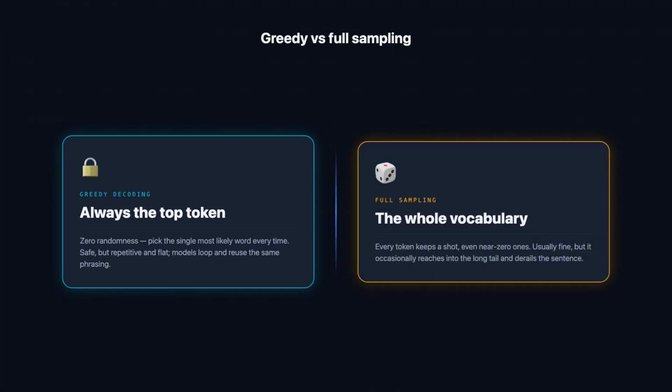Sampling from the full distribution swings the other way. Every token in the vocabulary keeps a shot at being chosen, even the ones with almost no probability. Most of the time it's fine, but every so often it reaches deep into that long tail and picks something nonsensical, and a single weird word can derail the whole sentence.